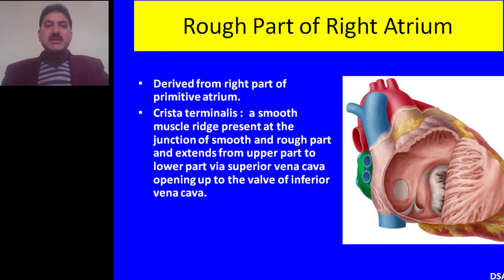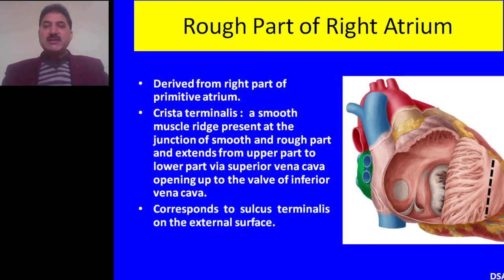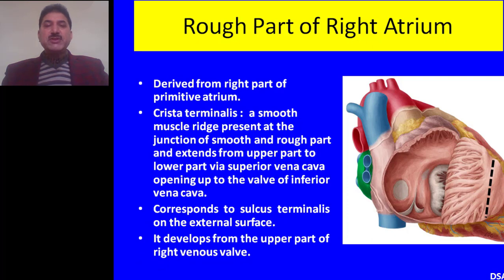Crista terminalis is a smooth muscle ridge present at the junction of smooth and rough part and extends from upper part to lower part via superior vena cava opening up to the valve of inferior vena cava, as shown by this dotted black line. Crista terminalis separates smooth part from anteriorly placed rough part of right atrium. It corresponds to sulcus terminalis on the external surface. It develops from upper part of right venous valve.